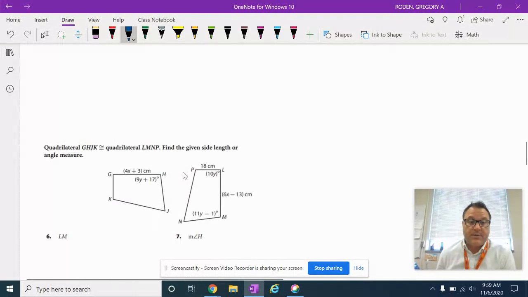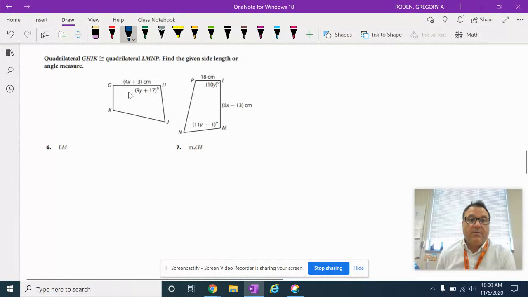All right, so let's take a look at this. Quadrilateral GHKJ is congruent to quadrilateral LMNP. Find the given sides or measures. What I want you to do now is go ahead and pause the video. I'm going to pause also. Let's find LM and the measure of angle H. So go ahead and do that right now.